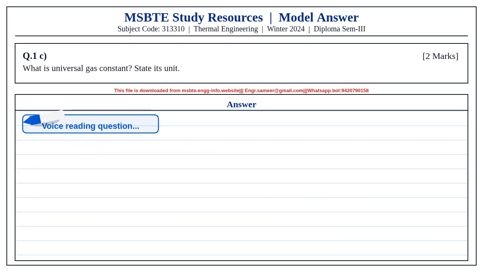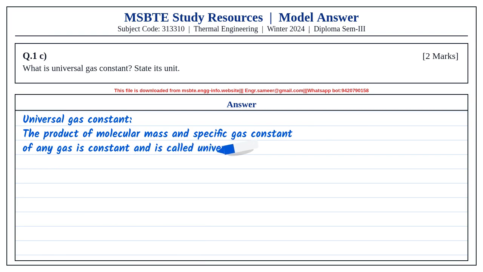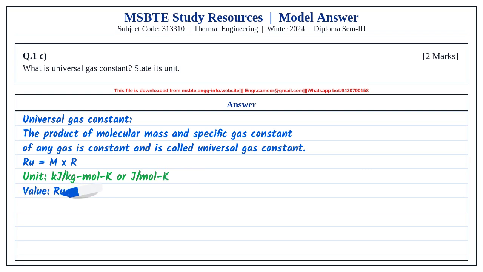Question 1c. What is universal gas constant? State its unit. Universal gas constant is the product of molecular mass and specific gas constant of any gas. It is constant for all gases. It is denoted by Ru. Ru is equal to M multiplied by R. Its unit is kilojoule per kilogram mole Kelvin or joule per mole Kelvin. Its value is 8.314 kilojoule per kilogram mole Kelvin.